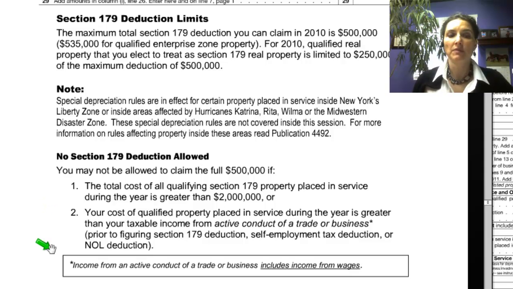Please note that income from active conduct of a trade or business includes income from wages, so that if you are self-employed and you are running at a loss on your Schedule C from your business, that may not allow you to claim a Section 179 deduction by itself. But if you have other income showing on your tax return from a business, including wage income, then your Section 179 deduction could be allowed to offset other types of wage or business type income.